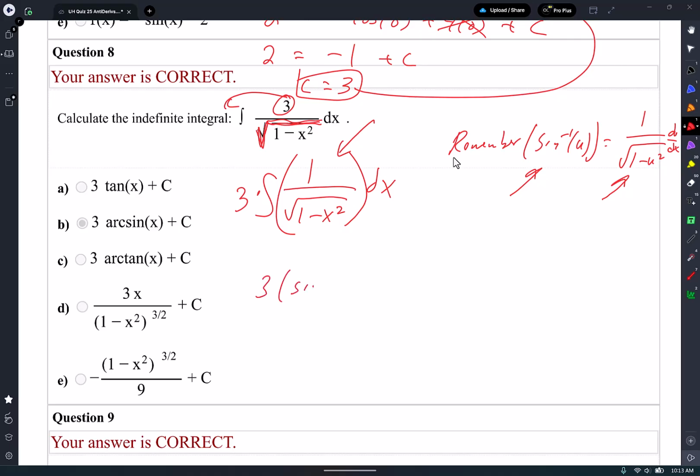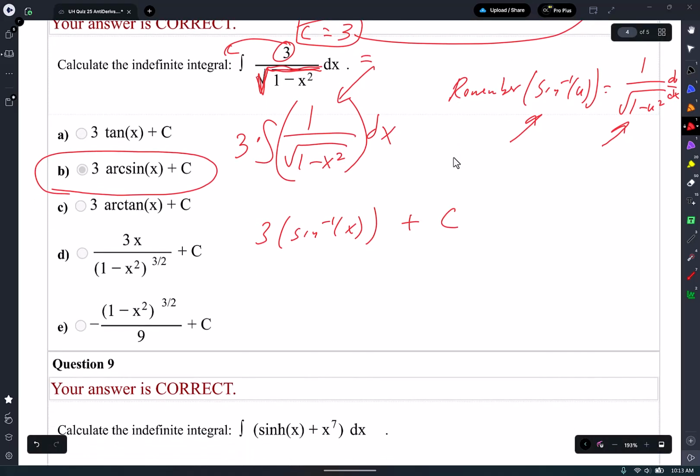3 arcsine of x plus what? C. There it is. That's what the answer of that antiderivative is. So the answer is B. They're not going to give you any hard ones, guys. It's always going to be like that. So we just need more properties.